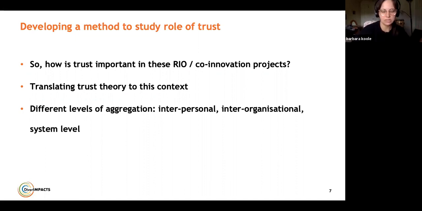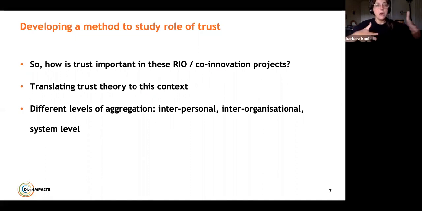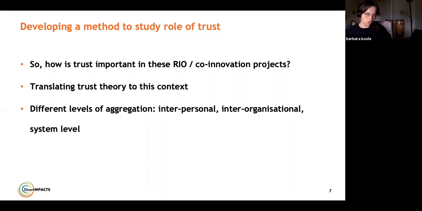What I did is that I took a lot of inspiration, and I did a lot of research into trust theory and previous work in other fields on trust, and tried to see how can I translate these insights that are already there and that many people have been working on for a long time to this specific context, and what is unique or special about this context that we need to take into account in order to be able to study and say something sensible about the role of trust in these contexts.